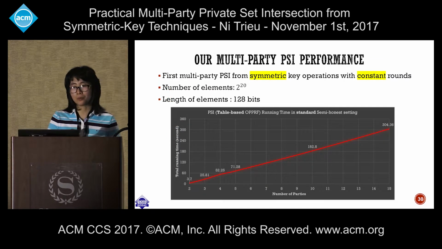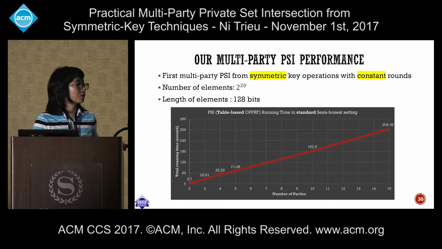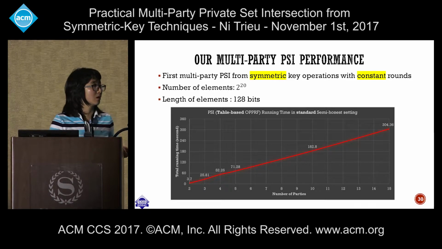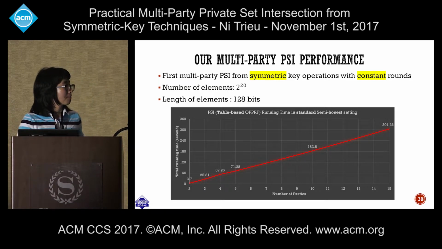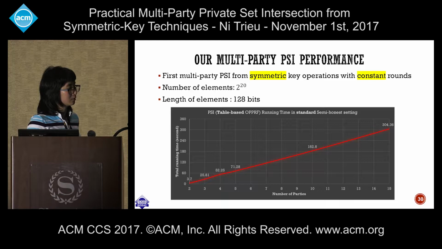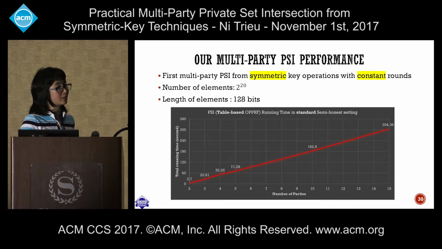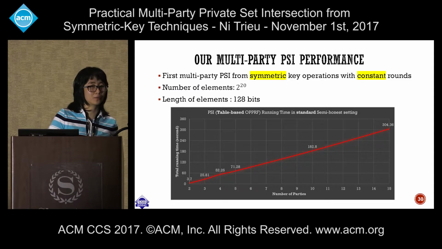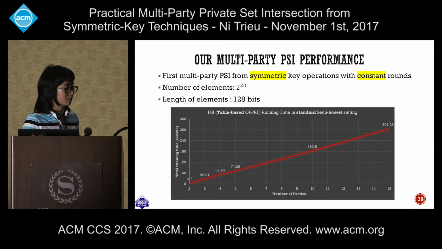So we implement our protocol, and we are the first protocol from symmetric key operations with constant rounds. Here is the number of parties, and this is the total running time in seconds. If each party has 2 to the power of 30 items, and the length of items is 128 bits, our protocol takes 25 seconds for 3 parties, and our protocol is linear in the number of parties.